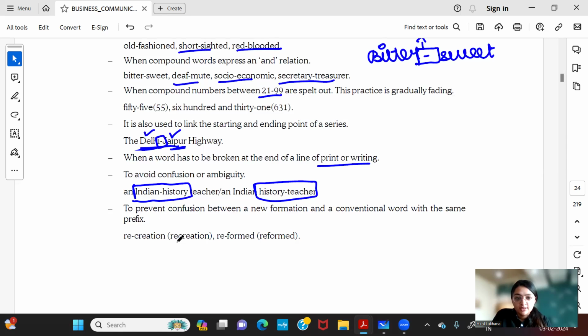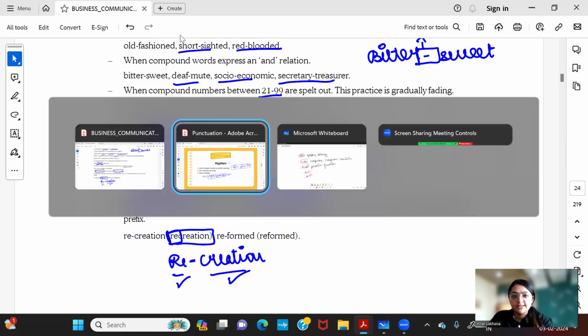Next up, to prevent confusion between a new formation and a conventional word with the same prefix. So if we are saying recreation, now this looks like one single word, but what is it? It is actually the prefix that is being added. So to give a clear demarcation that re is a prefix that is added, we use a hyphen here. So as against using recreation, we can use re-creation, and this will indicate that this is a prefix that is added to an already existing word. So that was the various uses of hyphens that we have in place currently.